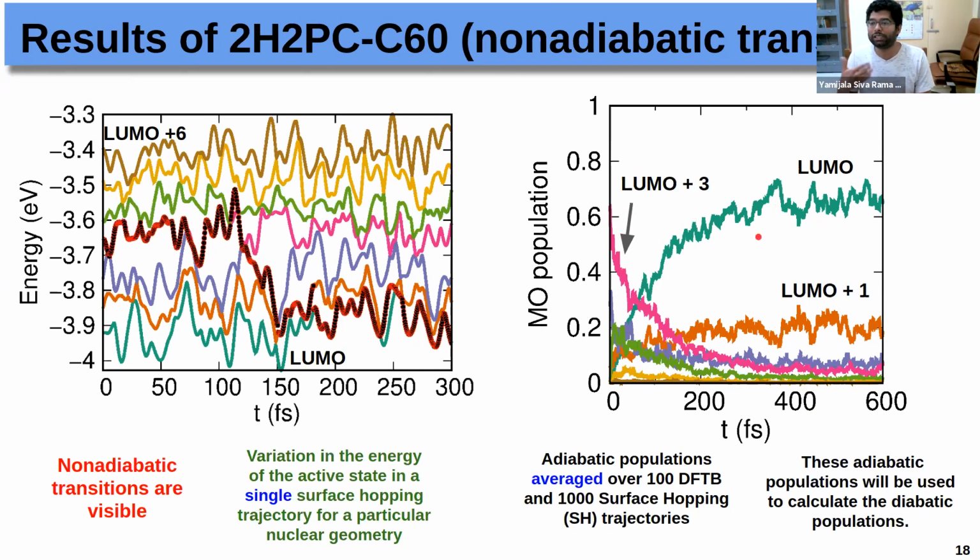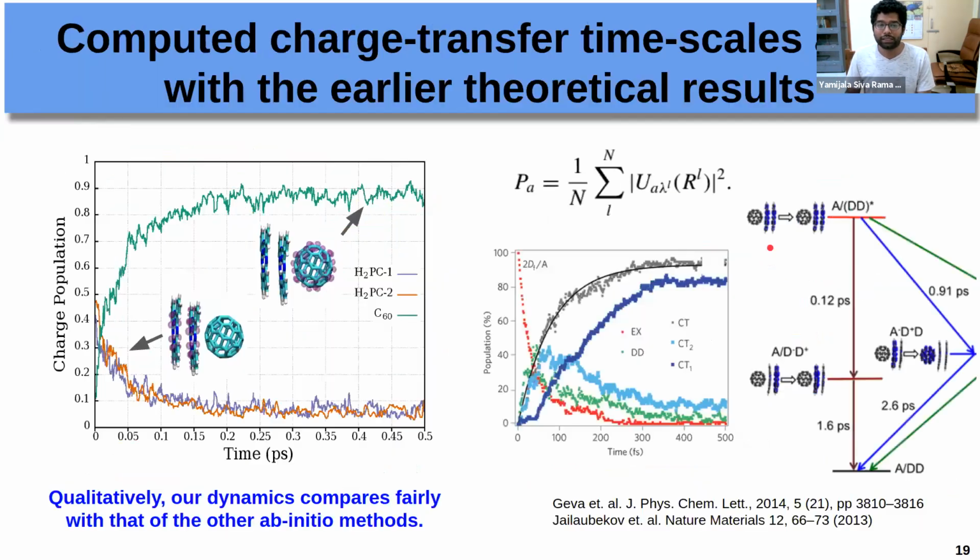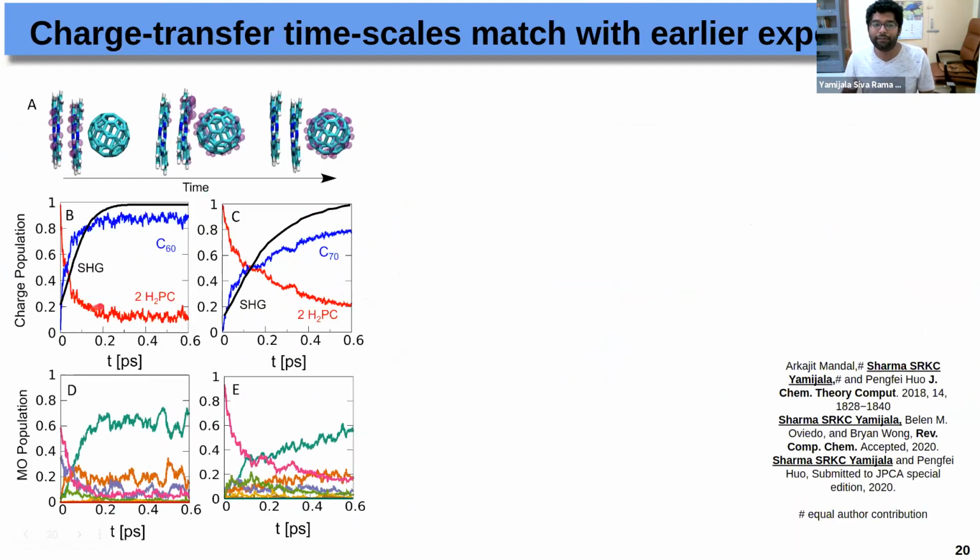A better way to represent the same answer is through the charge populations, as I mentioned earlier. So here is the charge population plot. You can clearly see that the H2Pc molecule, which is the donor molecule, its population is decreasing, whereas the acceptor molecular population is increasing. Qualitatively, our dynamics is also in good agreement with other ab initio methods. They have also shown that within the first 500 femtoseconds, there is a complete charge transfer from the donor to the acceptor.